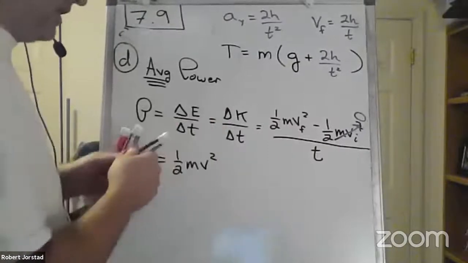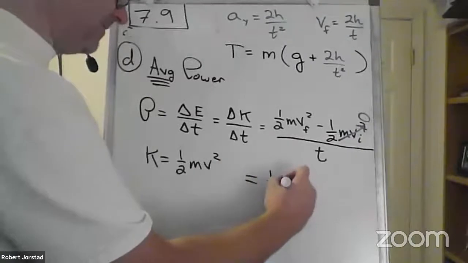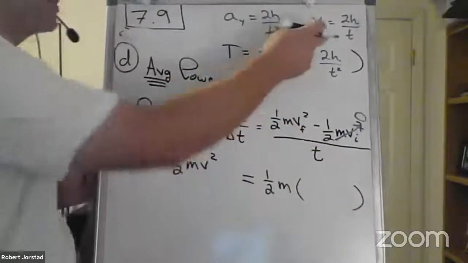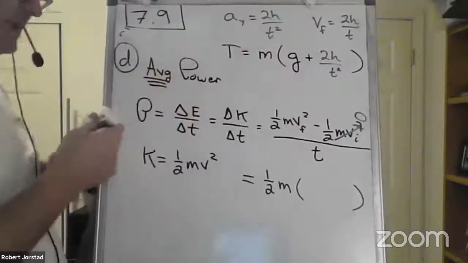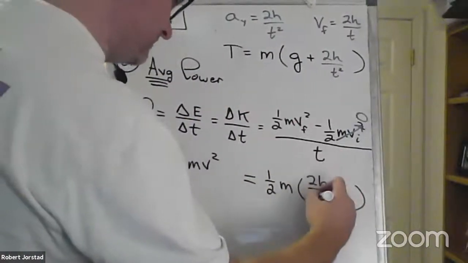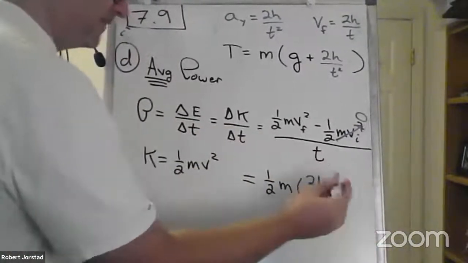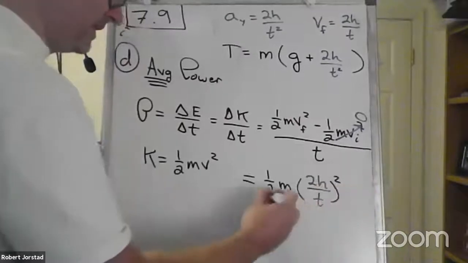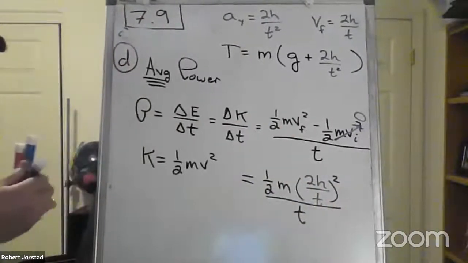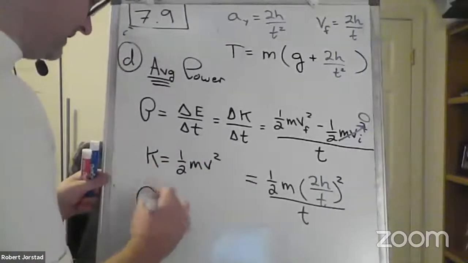So now we could plug all this in, but wait, we know what V final is, right? V final was this mess up here, 2h over t. So just plugging that in. It looks a little sloppy. Let me clean that up. Then we've got the t from the bottom. So out of all this, we could simplify this.